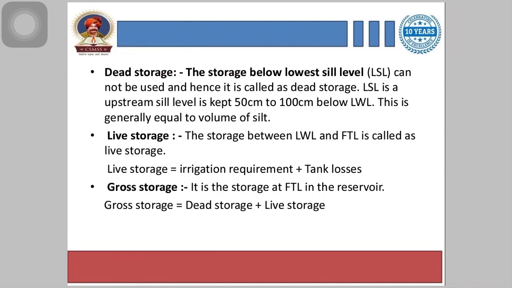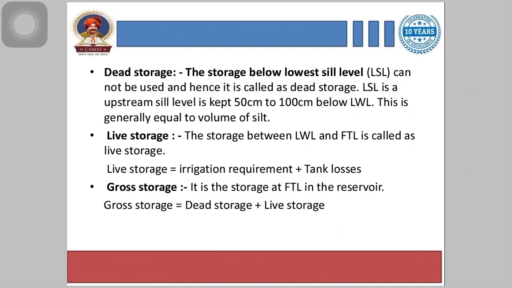LSL, the lowest sill level, or upstream sill level, is kept 50 centimeter to 100 centimeter below LWL, that is your lowest water level. This is generally equal to the volume of silt. Next is live storage.